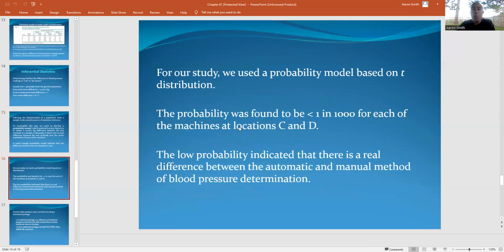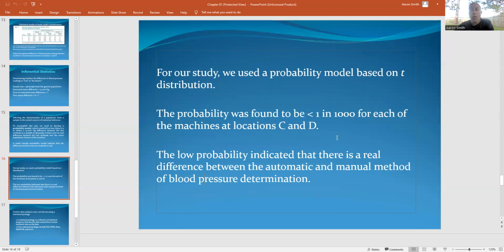All right, so for our study, we used a probability model based on the t-distribution. All right, so the probability was found to be less than 1 in 1,000 for each of the machines at locations C and D. The low probability indicates that there is a real, or I should say a likely difference between the automatic and manual methods of blood pressure determination.